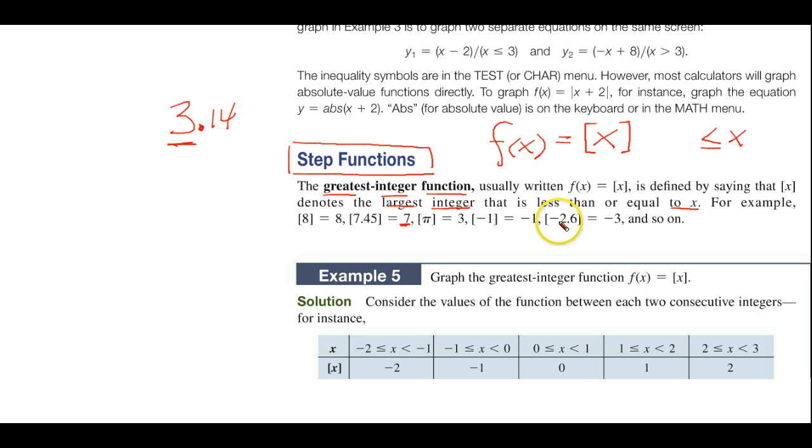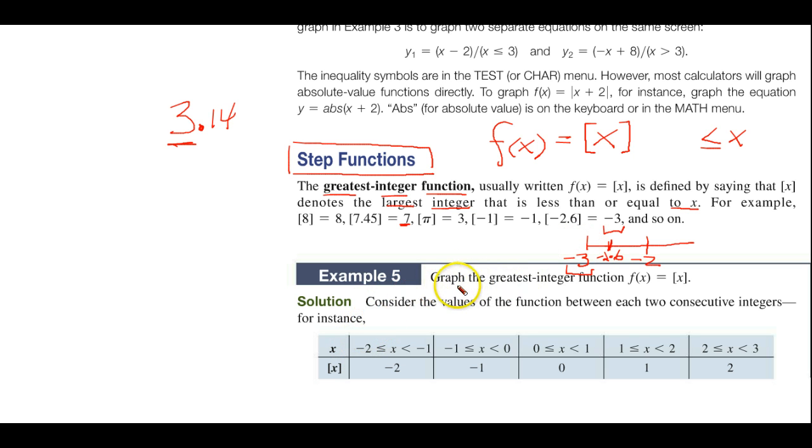Now here's where it gets a little tricky when it's negative. Negative 2.6 on a number line, there's a -3, there's a -2. So the negative 2.6 is there. So equal to or less than or equal to is going to be the -3. And that's how it is developed.